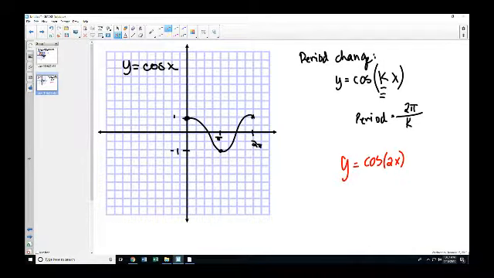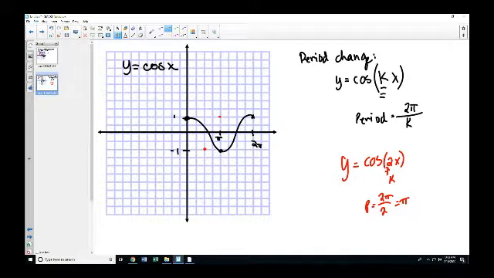So it's cosine 2x. What's our value of k? 2. So what is our new period? 2 pi over 2, which is pi. Now you have to smash that into pi units. Same graph, put it in pi.